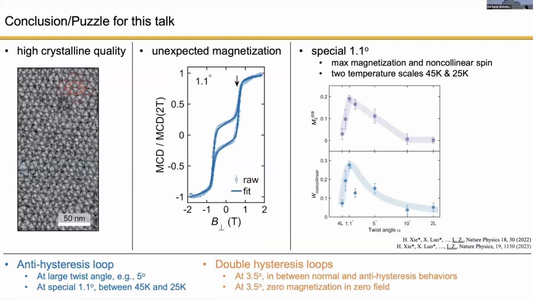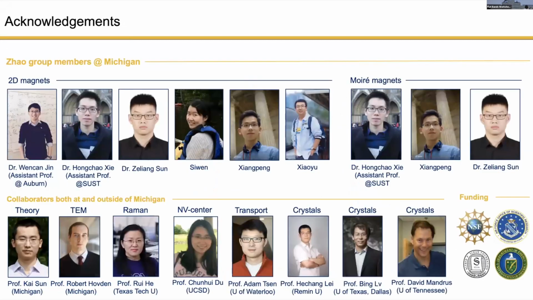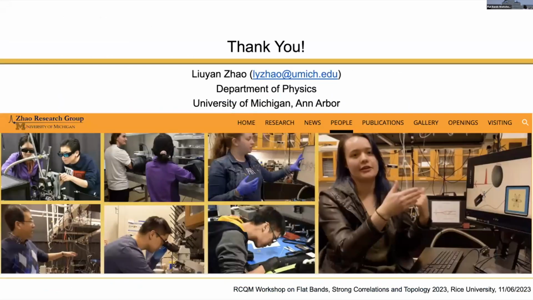So this gets me to the end of the talk. I hope to show you that we can do this twist to introduce new lattice into these twisted magnets, and this new lattice allows new magnetic states. But simultaneously, we also have a lot of puzzles in the system. Yeah, so let me just stop here and thank all the collaborators, and thank you for your time.